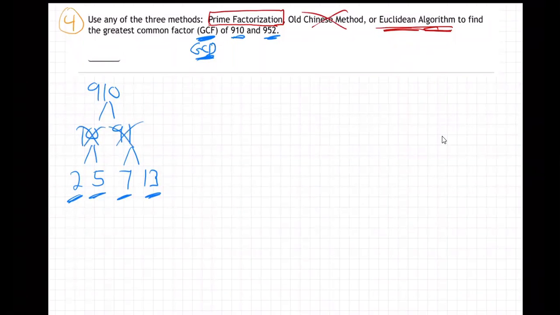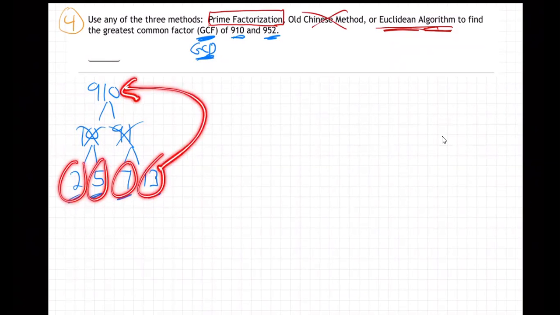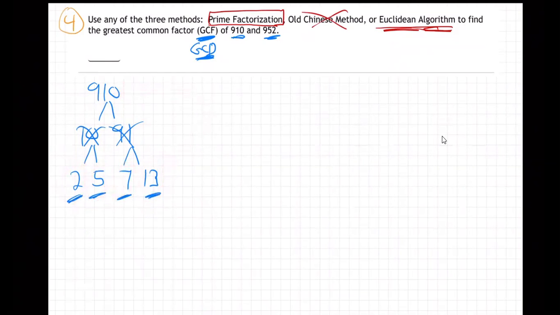I'm going to cross out the 10 and the 91. Why am I crossing out the 10 and the 91? Well, because those numbers broke apart, didn't they? 10 broke apart here and became 2 and 5, and 91 broke apart and became 7 and 13. So they're not prime. 91's not a prime. It's not a fundamental block. It's made out of 7 times 13, and 10 is made out of 2 times 5. I just want the prime building blocks, so I'm not going to list the 91 or the 10, right? Because that's not a prime piece. So I just go all the way down until I get those numbers that won't break down anymore. These are the pieces that make 910. If you take your calculator and multiply 2 times 5 times 7 times 13, you'll get 910. Those are the prime building blocks of 910.